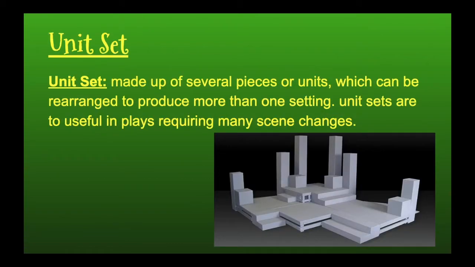Let me talk a little bit about unit set. So this is a very common type of set pieces. They're made up of several pieces or units which can be arranged to produce more than one setting. Unit sets are useful in plays that require many scene changes. So as you can see, this is a collection of unit set pieces. The gray stuff, sometimes we like to call it. In UIL one-act play that we have in Texas, we use the unit set to help create a lot of locations. Now we're going to talk about using the unit set and drawing a ground plan.